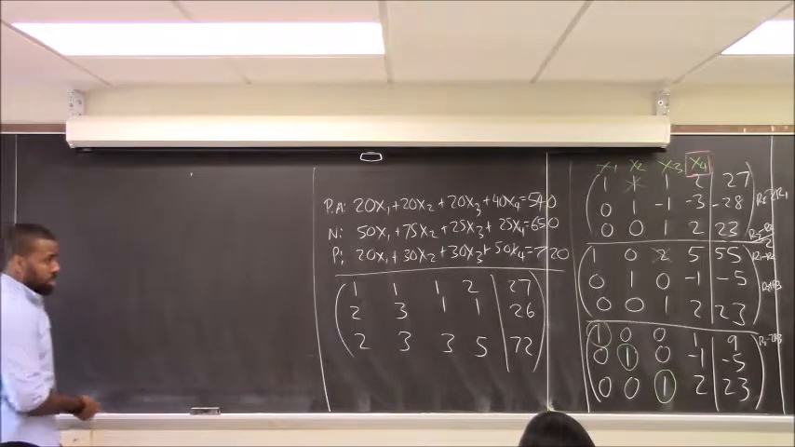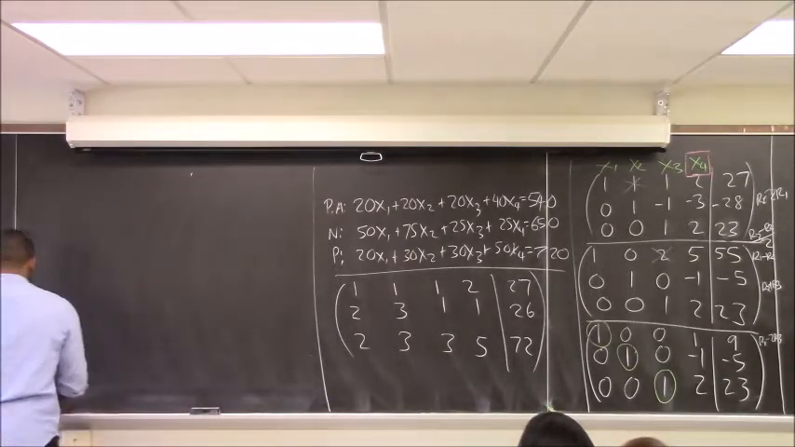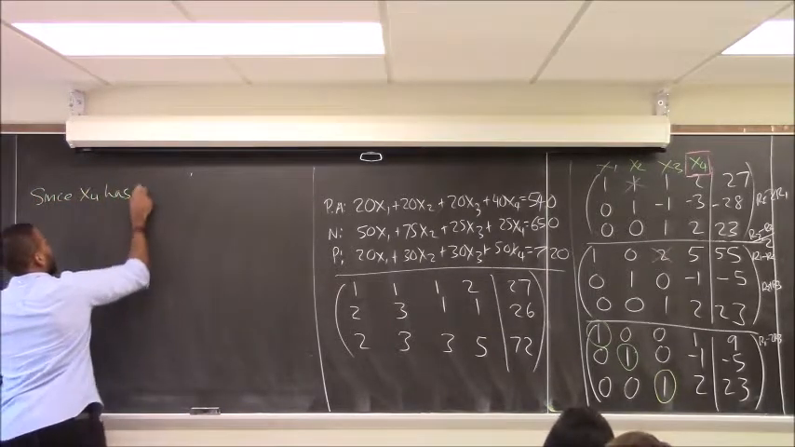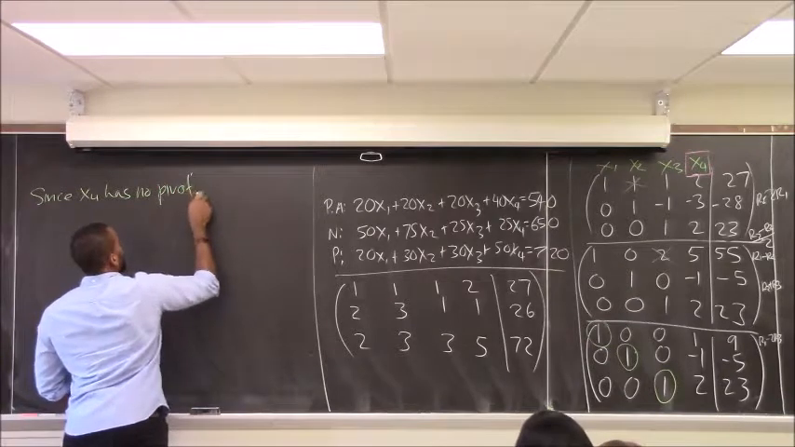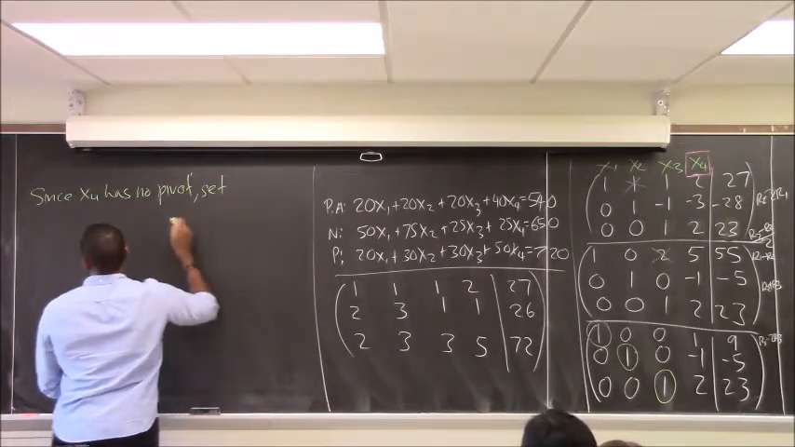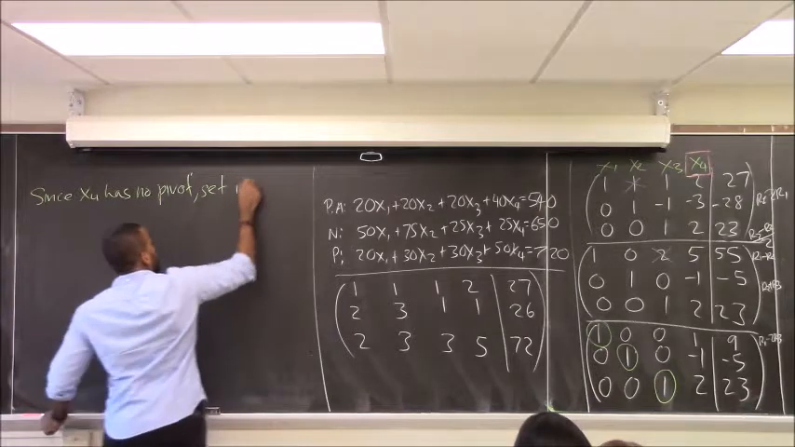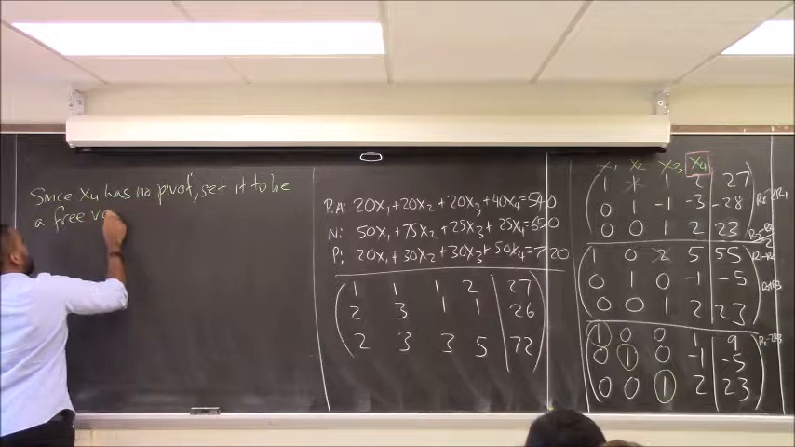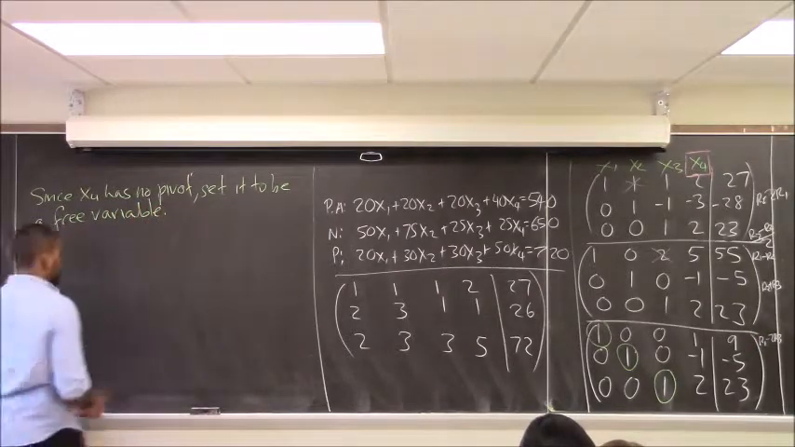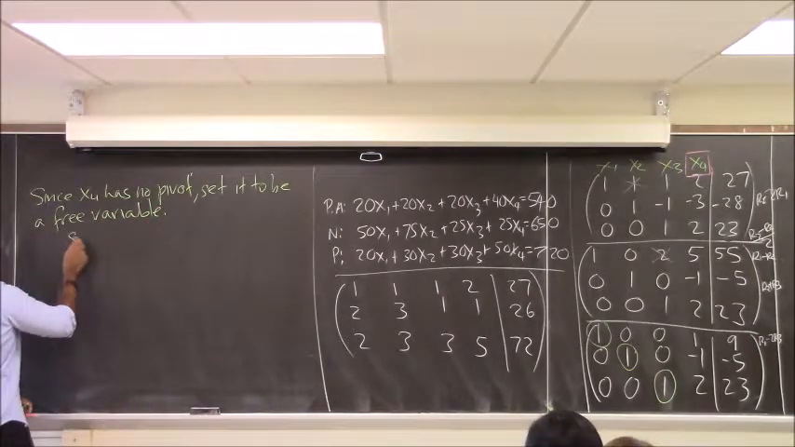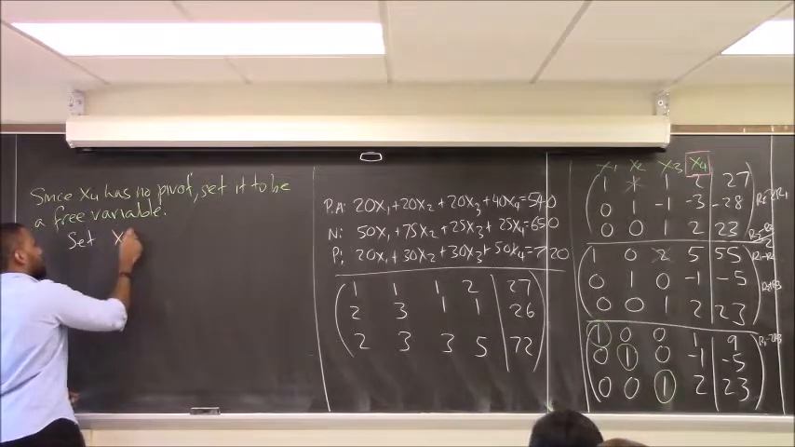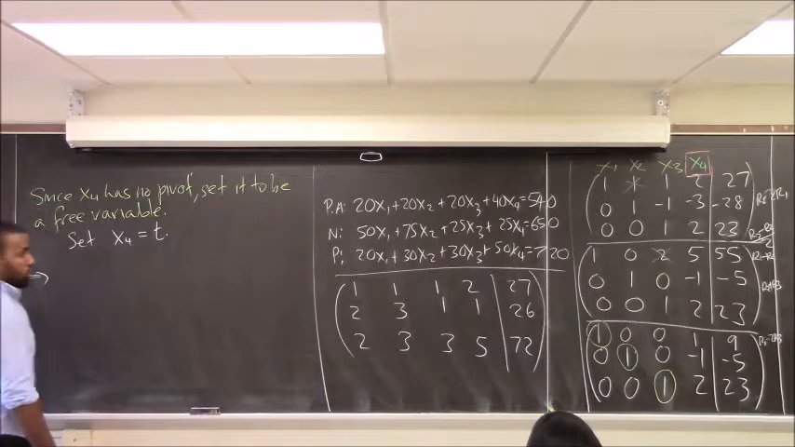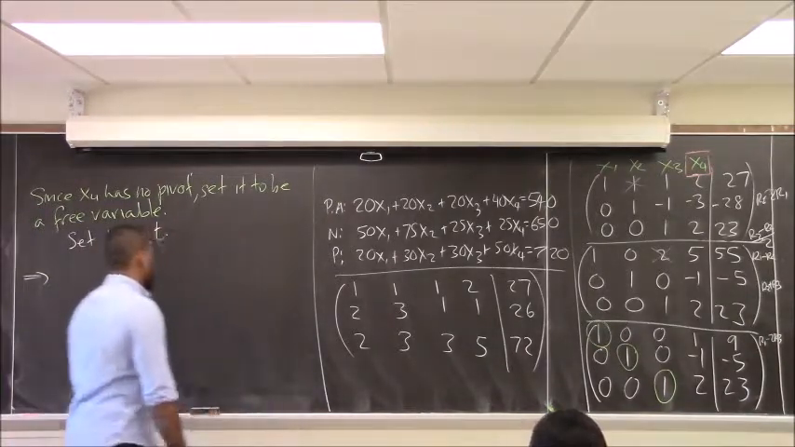So because x4 has no pivot in the column, set it to be a free variable. So the x4 can be whatever it wants. We can solve for all the others. Because I can't bother writing out x4 all the time, let's say it be like t or something like that. And then you go from each row, starting from the bottom one.